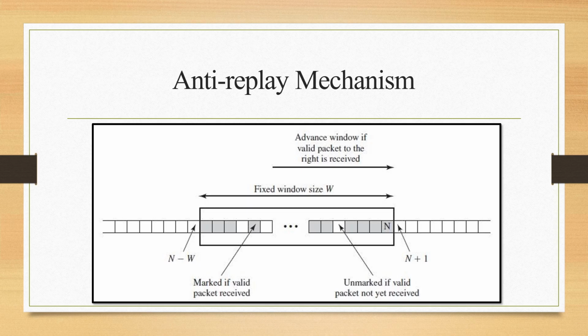Second point, if the received packet is to the right of the window and is new, the MAC is checked. If the packet is authenticated, the window is advanced so that this sequence number is the right edge of the window and the corresponding slot in the window is marked. If the received packet is to the left of the window or if the authentication fails, the packet is discarded. This is an auditable event.